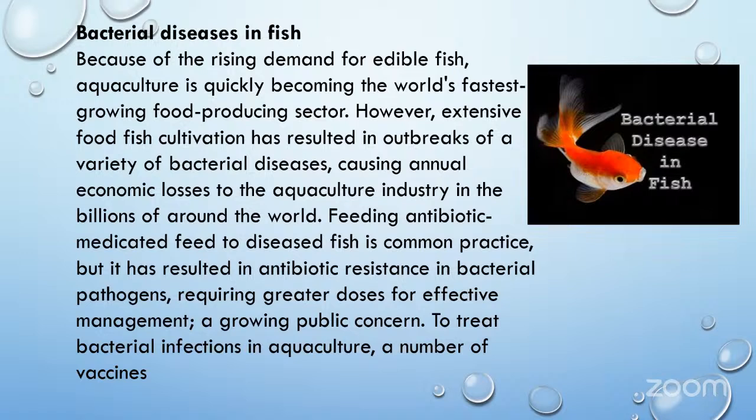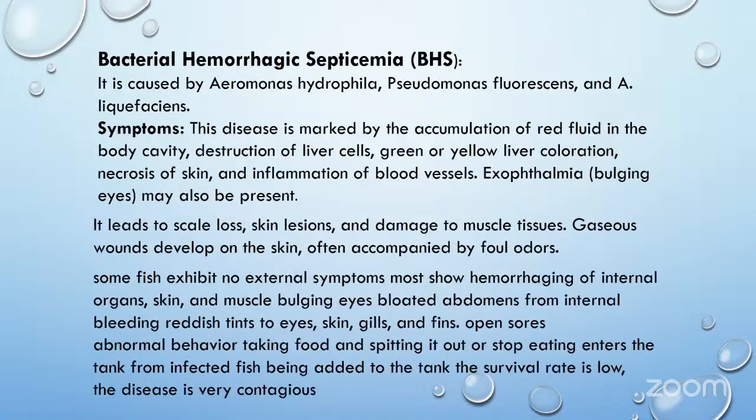Feeding antibiotic medicated feed to diseased fish is common practice, but it has resulted in antibiotic resistance in bacterial pathogens, requiring greater doses for effective management, a growing public concern. Now, to treat bacterial infections in aquaculture, a number of vaccines have come. Under these bacterial diseases, the first one is bacterial hemorrhagic septicemia, BHS. We can call it BHS, bacterial hemorrhagic septicemia.